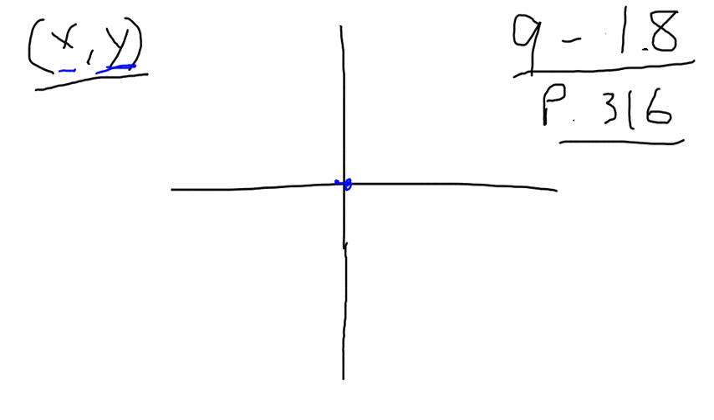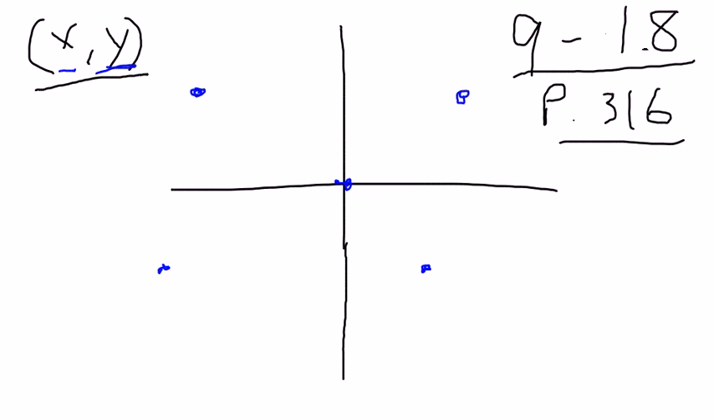So you could get a point here, you could get a point here, you could get a point here, or you could get a point here. You could get a point in any of the 4 quadrants. Now, it does not matter where those points are. The first thing you're going to do is draw a triangle.